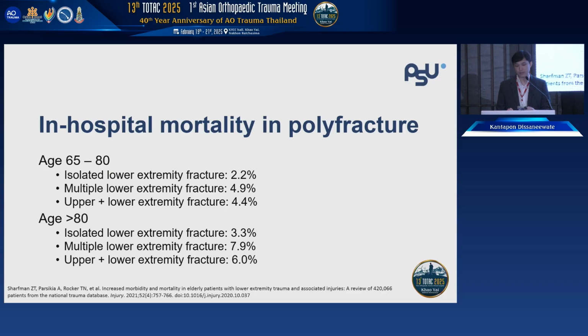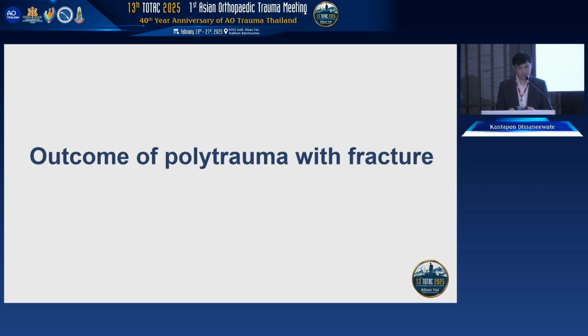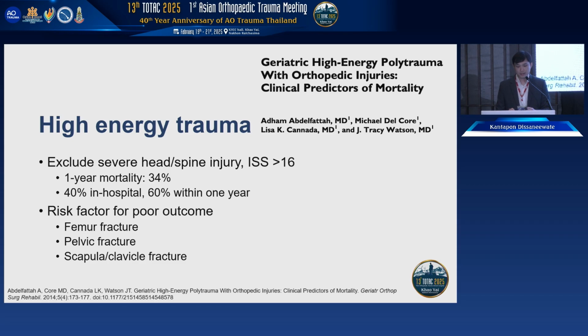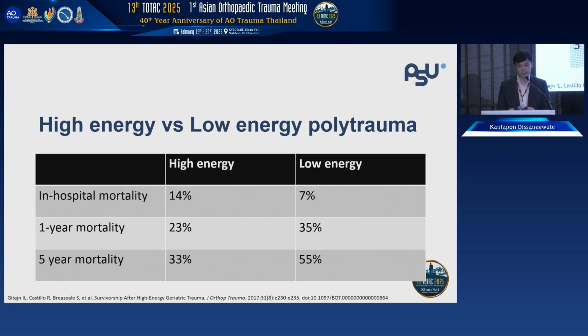On the outcome of polyfractures: in-hospital mortality for polyfractures without polytrauma is about 5% in patients with multiple fractures compared to patients with isolated fractures. So about 2 times, 2 fractures, 2 times the mortality rate. And for the outcome of polytrauma with fractures, in high energy trauma, with severe head injury excluded, 1-year mortality is 34%, with 40% dying within the hospital. Risks for poor outcome are femur fractures, pelvic fractures, and scapular fractures.